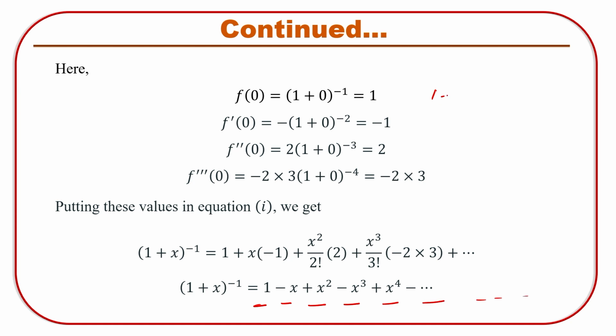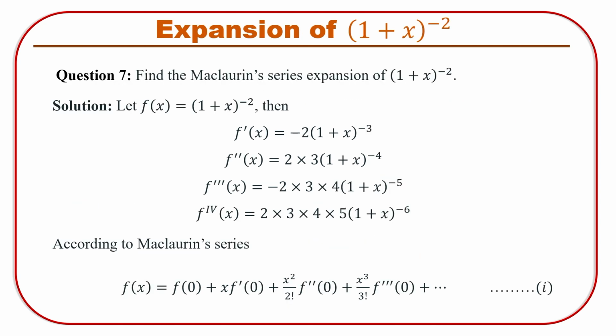So, (1 plus x) to the power -1 can be expanded and approximated using the Maclaurin series, and this is equal to 1 minus x plus x square minus x cube plus x4 minus x5 plus x6 and so on, right. Similarly, we can have the Maclaurin series expansion of (1 plus x) to the power -2.